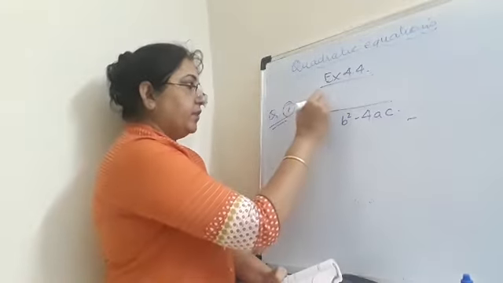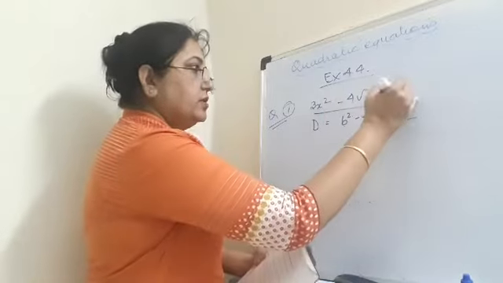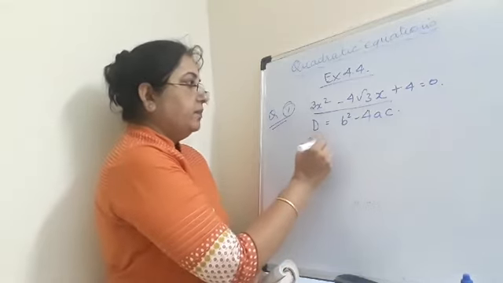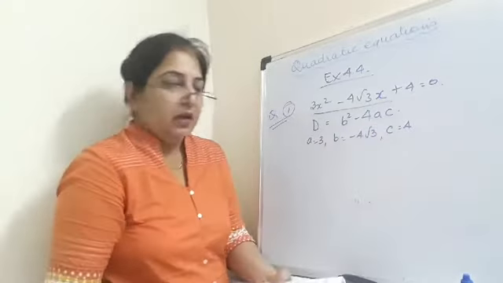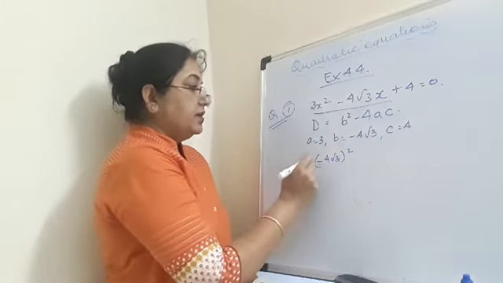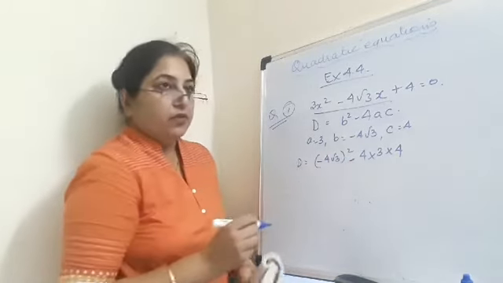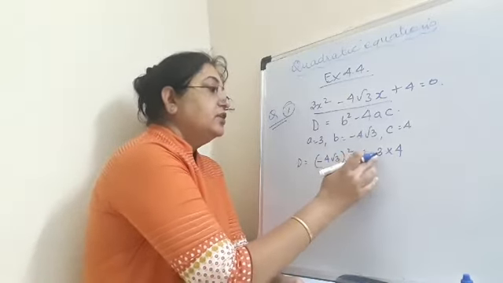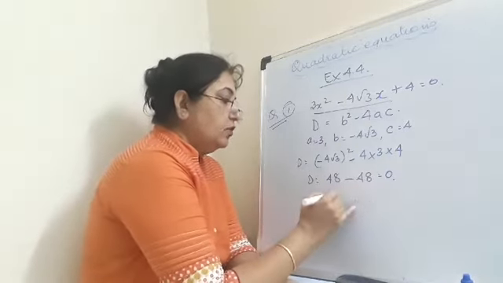3x square, minus 4 root 3x and plus 4 is equal to 0. This is the equation given. Now we have a is equal to 3, b is equal to minus 4 root 3 and c is equal to 4. Let us solve. We get minus 4 root 3 the whole square, that is b square minus 4 into a into c. Minus 4 into minus 4 will give you 16, 16 into 3 will give you 48, minus 4 into 3 into 4 is 48.